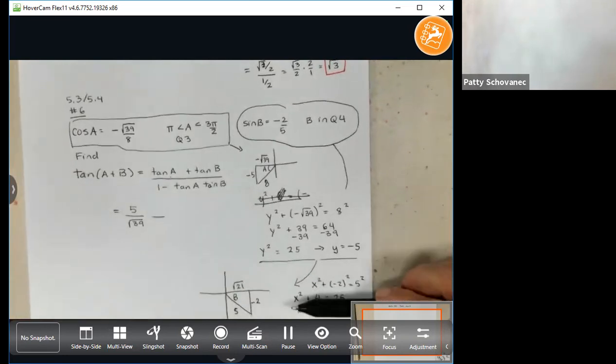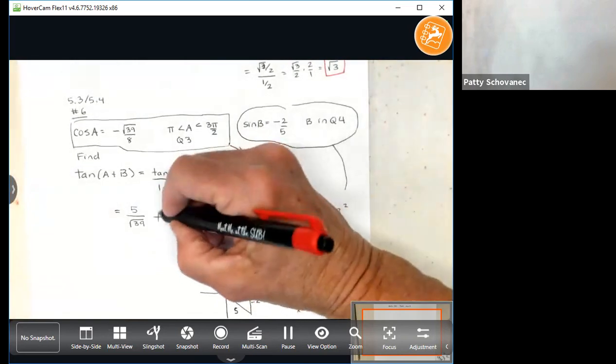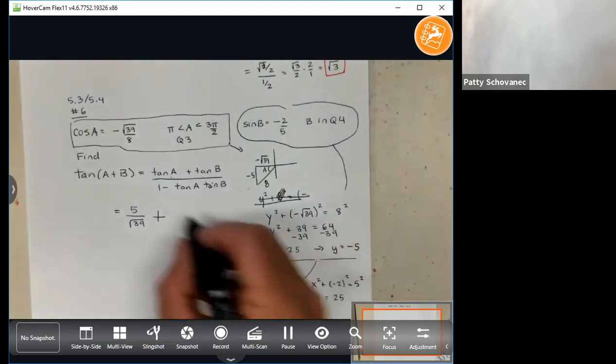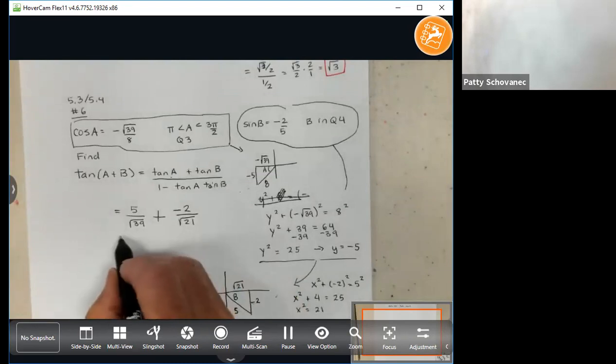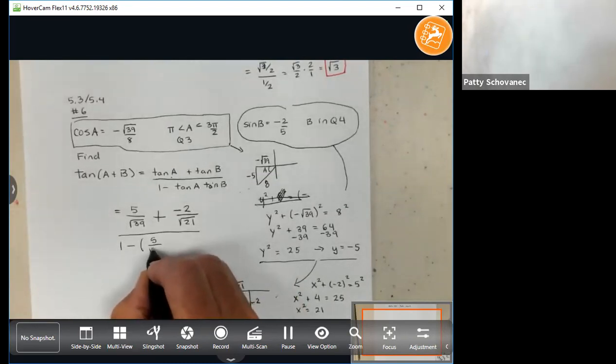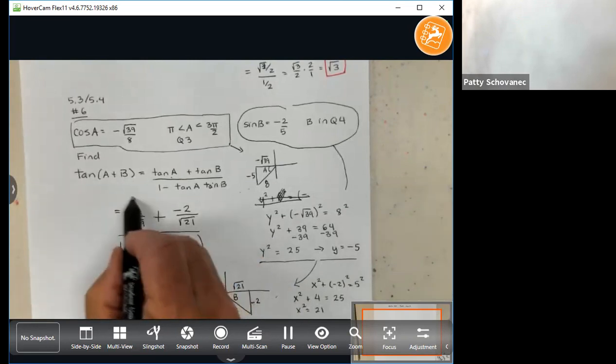Now we're looking down here and you're going to tell me the tangent of angle B. What is the tangent of angle B? -2 over the square root of 21. And so let's fill those in down there. I have 1 minus 5 over the square root of 39 times -2 over the square root of 21. And I think you can enter your answer like that.